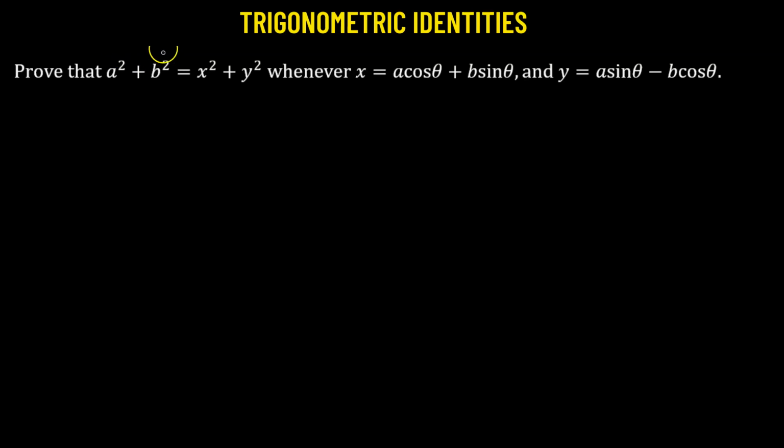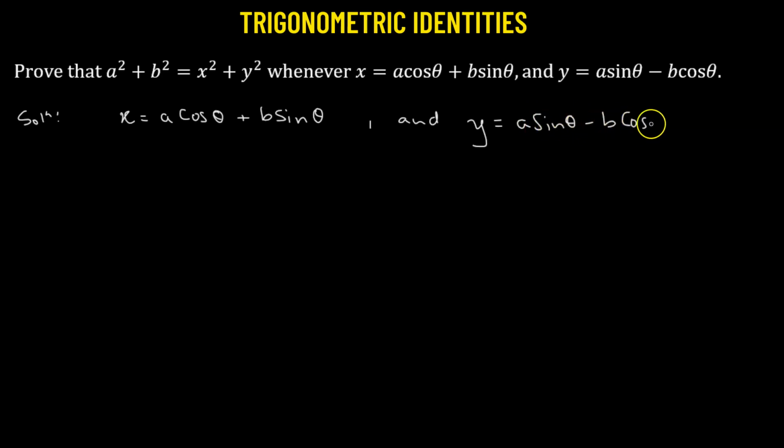In this problem, we need to prove that a squared plus b squared equals x squared plus y squared whenever x and y are given by the following trig equations. So let's begin. Here we have x given by a times cosine theta plus b times sine theta, and we have y given by a times sine theta minus b times cosine theta.